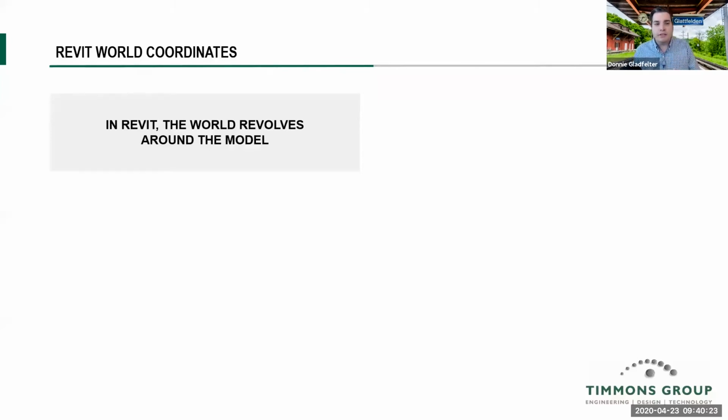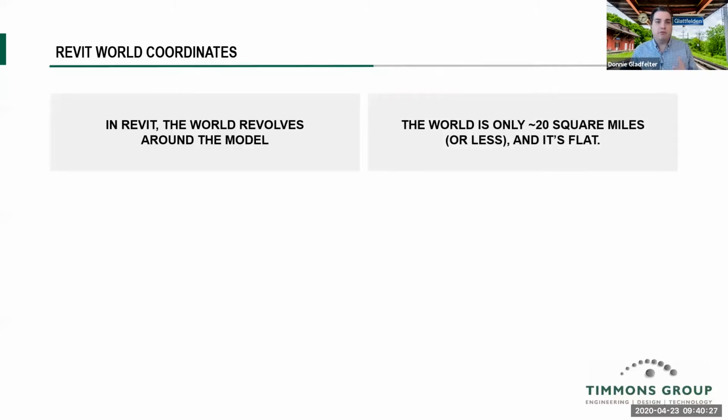And one of the big reasons for this, one of the big practical reasons for this is the fact that in Revit, the world is only about 20 square miles, oftentimes a bit less than that even. 20 miles is certainly the outermost extents of a Revit project before bad things start happening inside of our Revit models.